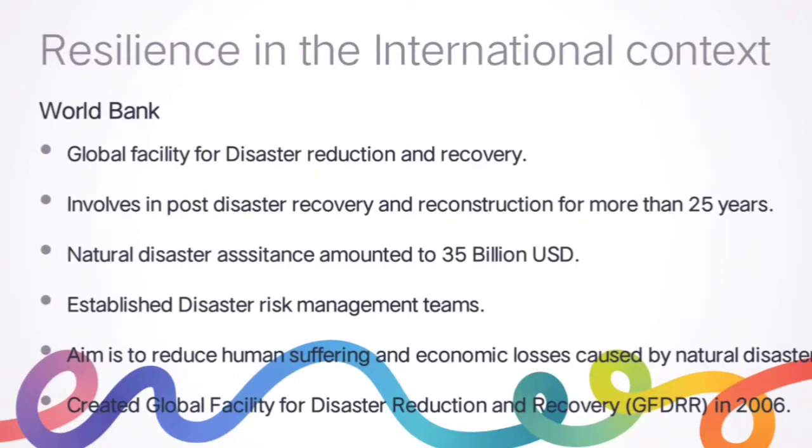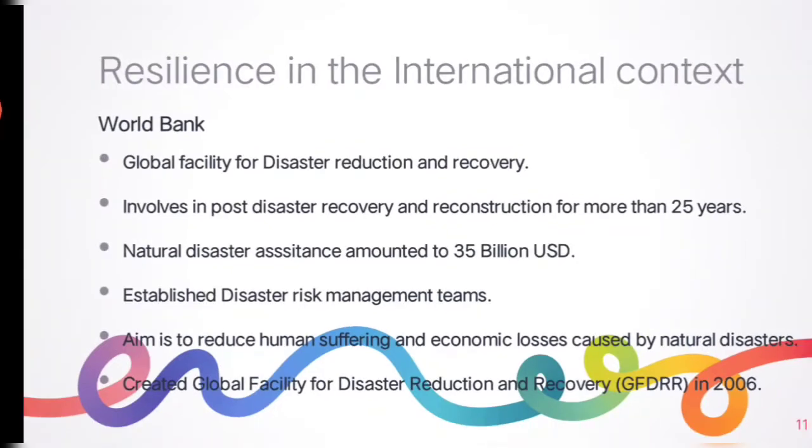In response, the World Bank established disaster risk management teams throughout the geographical regions which aim to reduce human suffering and economic losses caused by natural disasters. The World Bank created the Global Facility for Disaster Reduction and Recovery, that is GFDRR, in 2006. The aim of GFDRR is to help countries reduce their vulnerability to natural disasters and to adapt to climate changes.